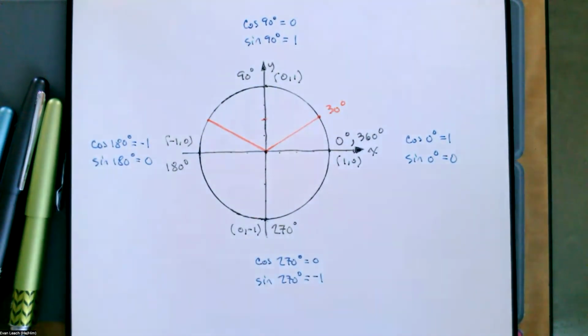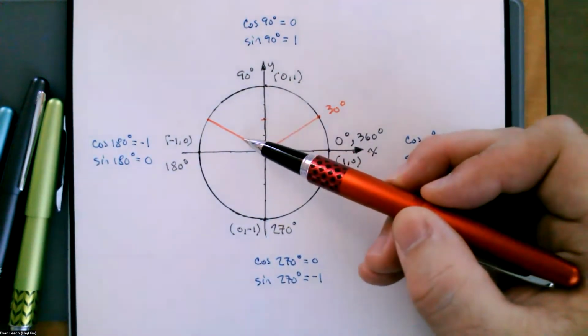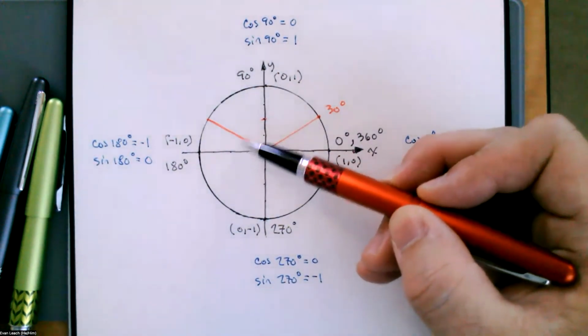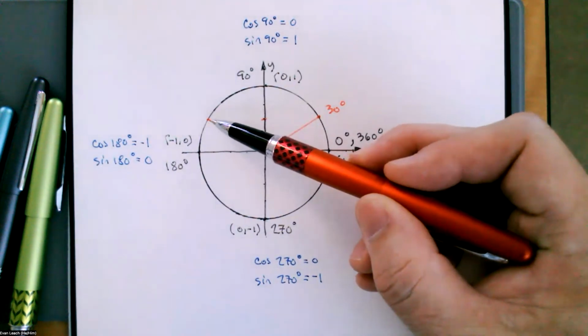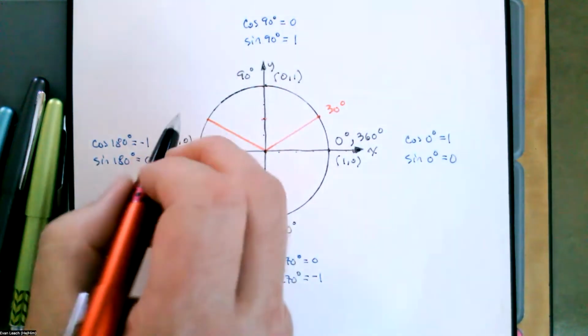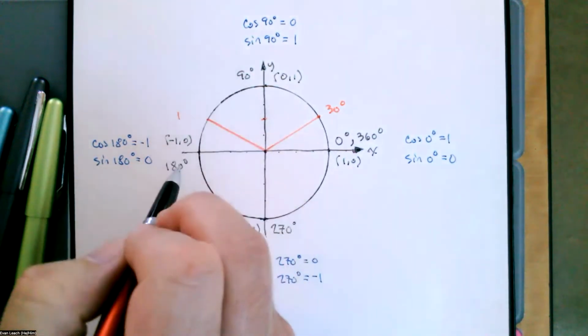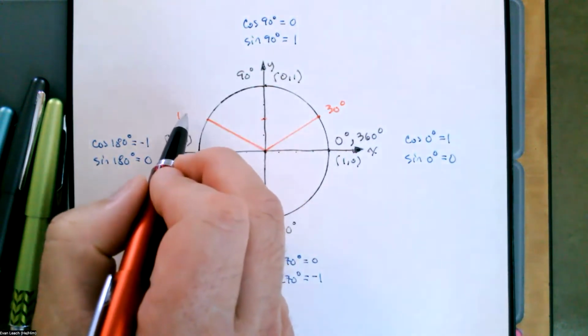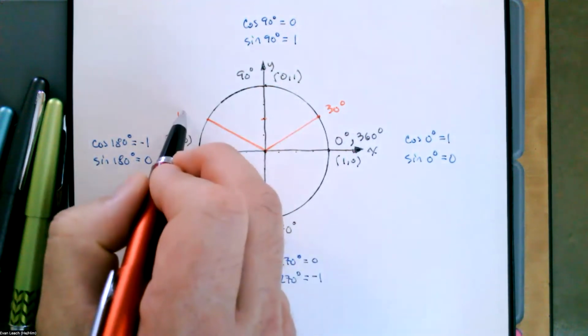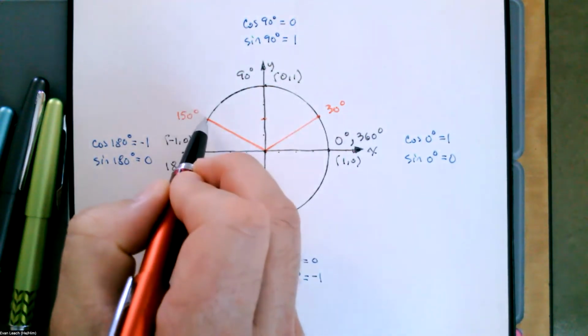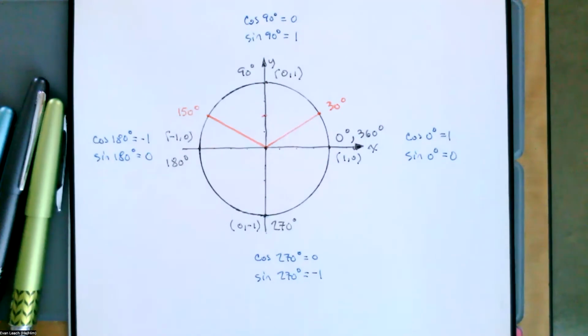If I have a 30-degree reference angle, that is if the distance from the terminal side to the negative x-axis is 30 degrees, what angle are we looking at over here? I'll do the hard part. It's between 90 and 180, so it's 100 and something. 150. So 150 is a 30-degree reference angle in quadrant 2.